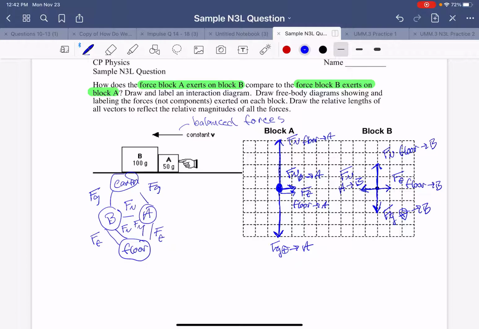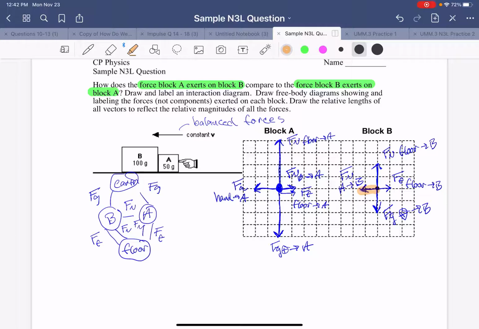And as I said before, the forces are balanced. So the applied force of the hand, which is to the right, will have to be twice as big as either of those other forces to the right. So the applied force of the hand on A is twice as big as the friction force and the normal force.